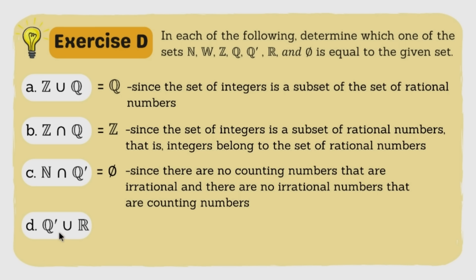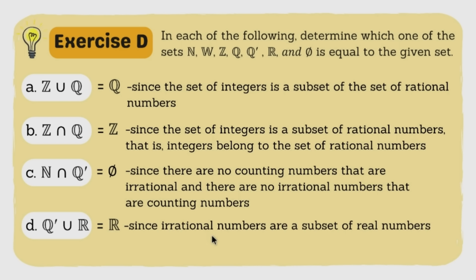Then letter D, last is union. Union of irrational numbers, this is our Q prime, and then we have real numbers. What is their union? Of course, the union is just the set of real numbers, since irrational numbers are a subset of real numbers. We are just combining them. Since real numbers already include irrational numbers, the answer for the union is the whole set of real numbers.